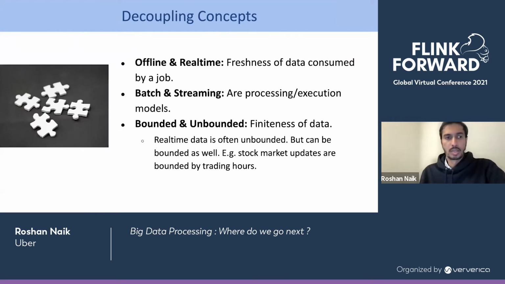Just decoupling some concepts here, because they're often used interchangeably sometimes, and that can lead to confusing situations. So in this talk, we'll be largely referring to offline and real time, where it implies the freshness of the data being consumed. Batch and streaming is basically the execution model or the processing model. And bounded, unbounded refers to the finiteness of the data.